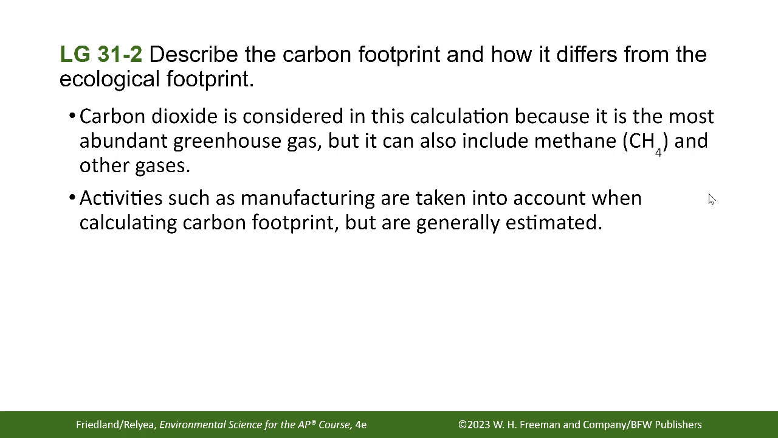Carbon dioxide is considered in the calculation because it's the most abundant greenhouse gas, but it also includes things like methane. One unit of methane is equal to 25 units of carbon dioxide, so that is included. Where does methane come from naturally? Cow farts, right? That's what you hear. It comes from all kinds of agriculture, but mainly cow and pig farts.